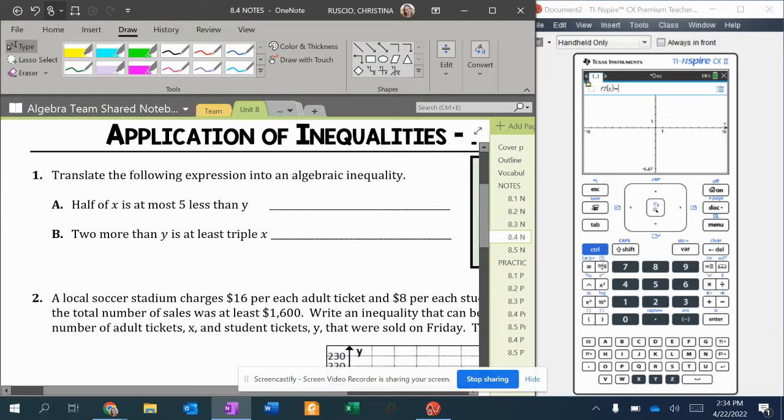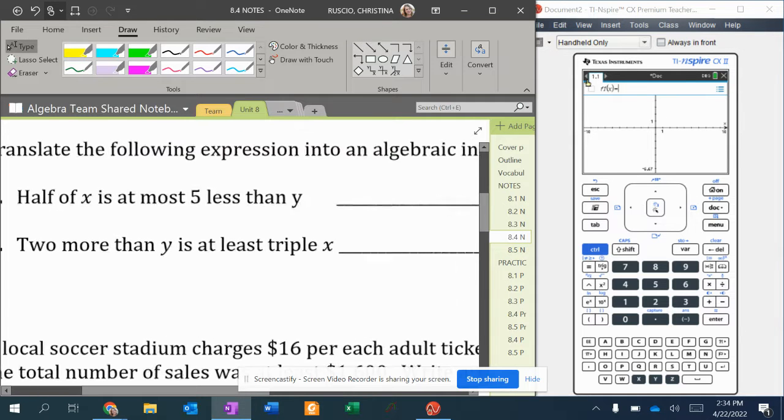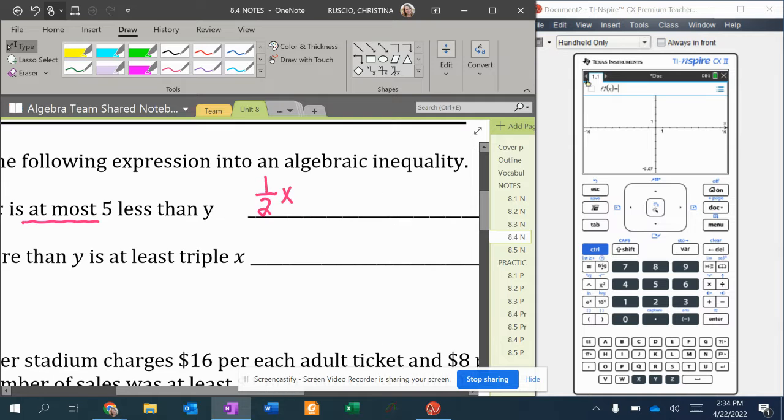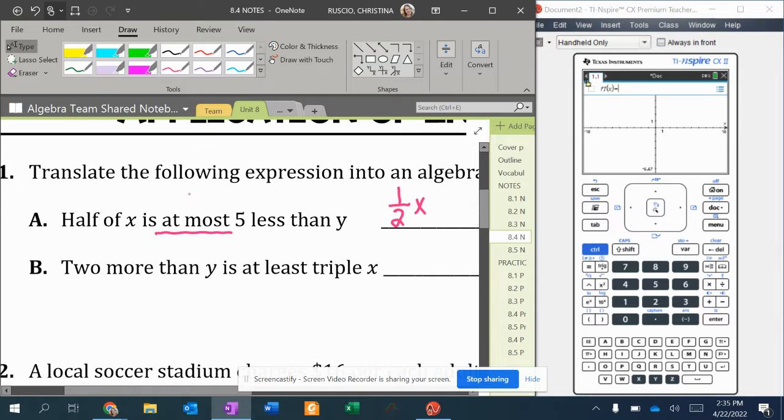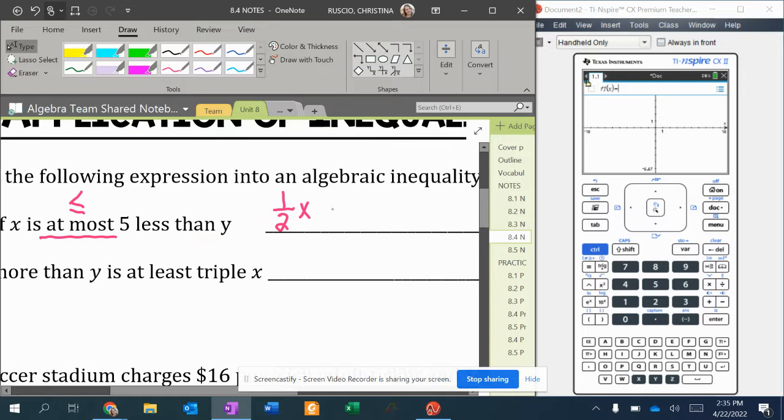Number one, we're going to translate the following expressions into an algebraic inequality. All right, so A, half of x, so half of x is at most. Now, a lot of people want to think that that's a greater than symbol. That's a less than or equal to because you can't have any more than that. So it has to be less than or equal to 5 less than y. You've seen this language before. This is y minus 5.